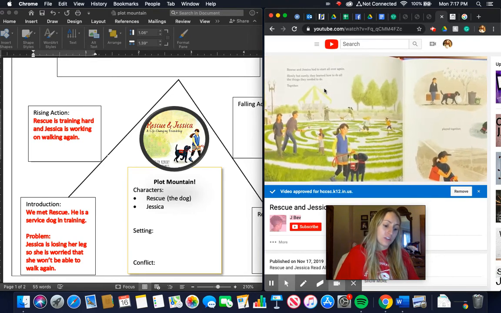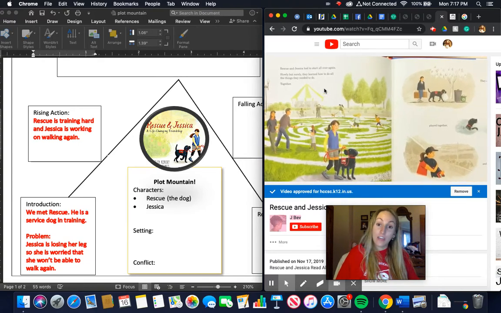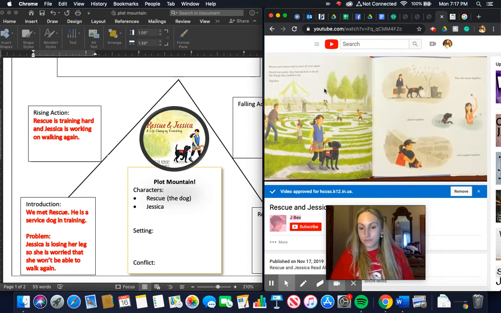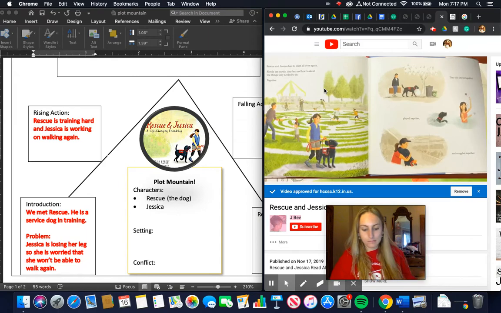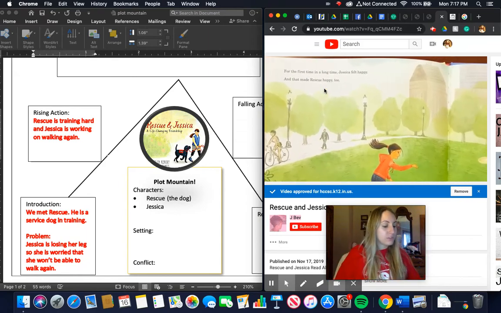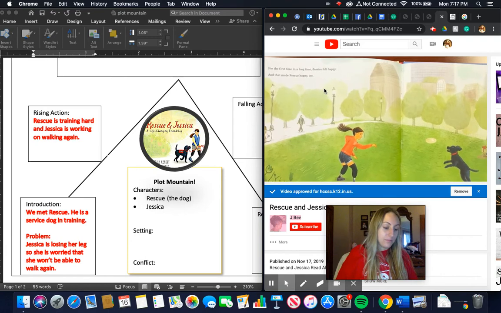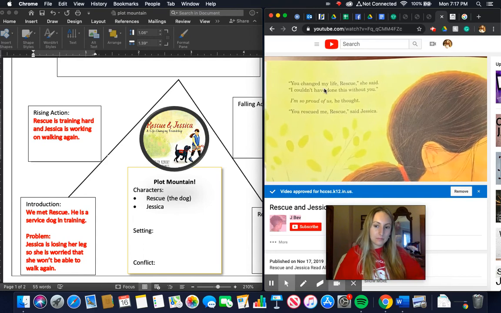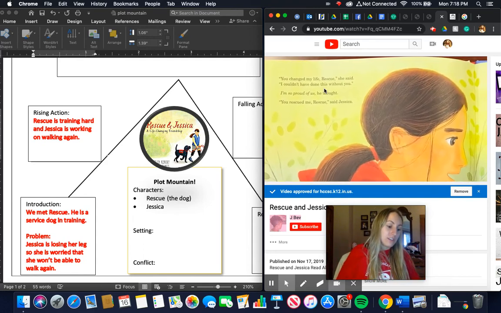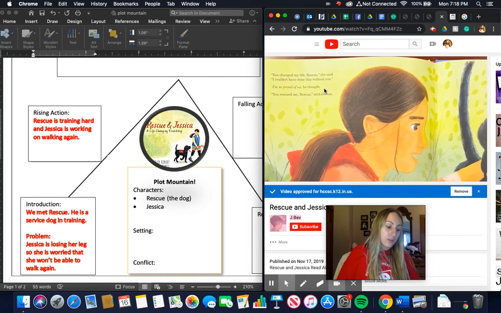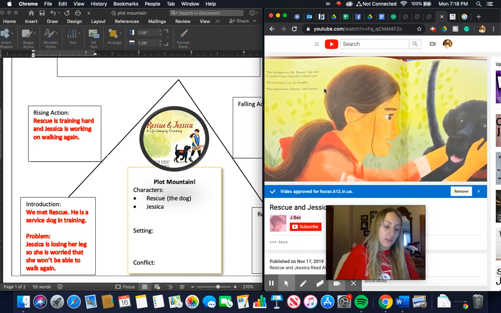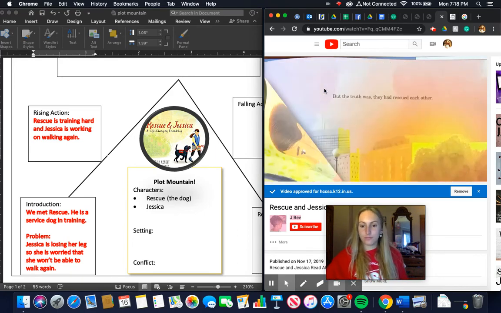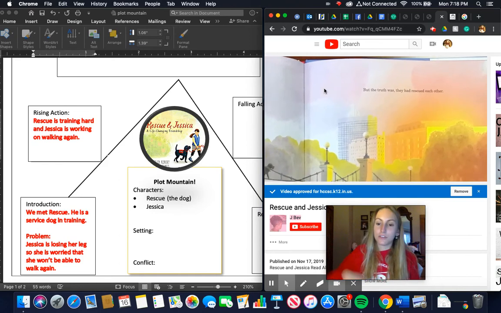Slowly but surely, they learned how to do all the things they needed to do together. They did chores together, played together, and snuggled together. For the first time in a long time, Jessica felt happy, and that made Rescue happy too. "You changed my life, Rescue," she said. "I couldn't have done this without you. I'm so proud of us," he thought. "You rescued me, Rescue," said Jessica. But the truth was, they had rescued each other.